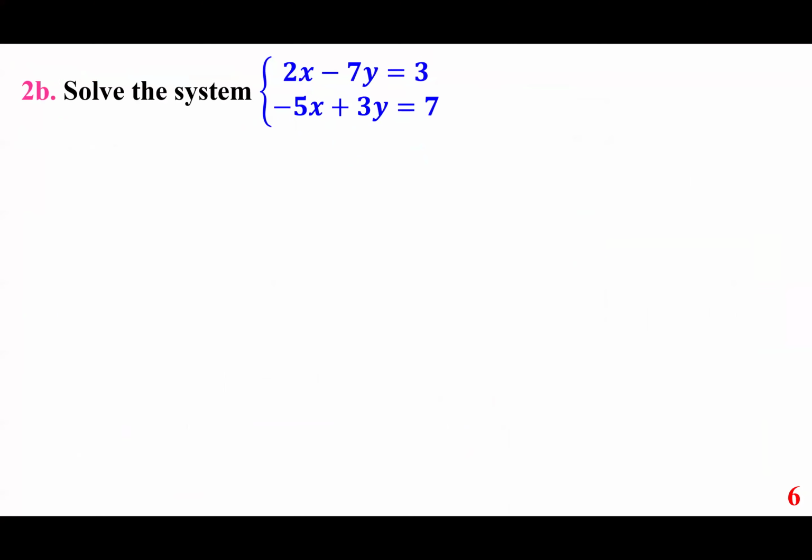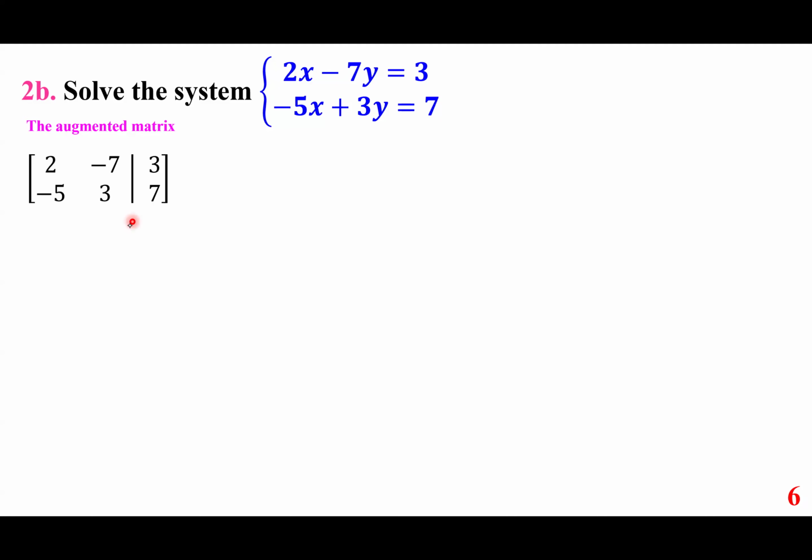Now I want to solve this system. I'm going to do this 2 ways. I'm going to do it by hand and also with technology. So the very first thing is to write the augmented matrix. And the augmented matrix 2, -7, 3, -5, 3, 7. And again, remember this line segment acts like an equality.